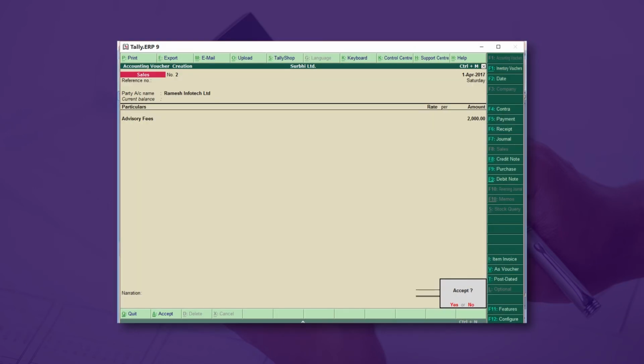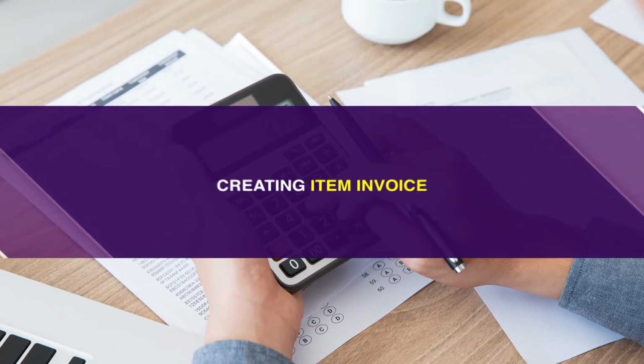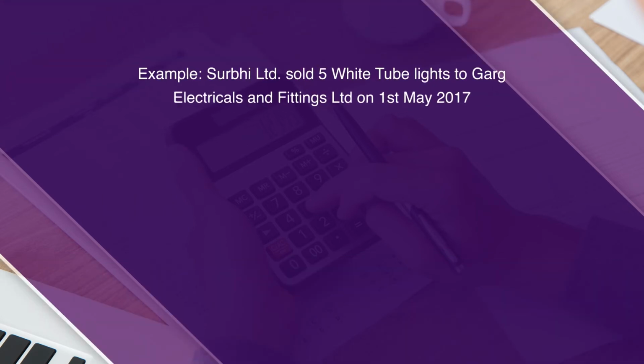Advisory fees and amount is 2000 rupees. You can accept it if you are satisfied, and if you are not satisfied, you can do the required changes. If you want to put the narration, you can put the narration also, and in this your account invoice will have been created. Now this was the brief introduction about the creating invoices. Now let us discuss in detail creating item invoice and account invoice.